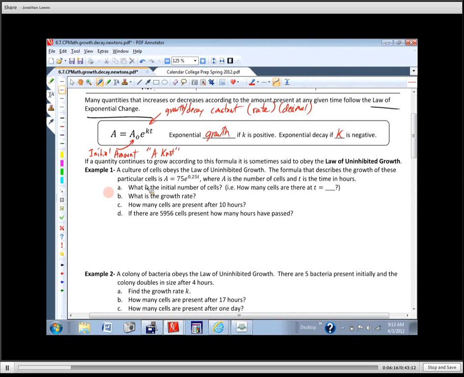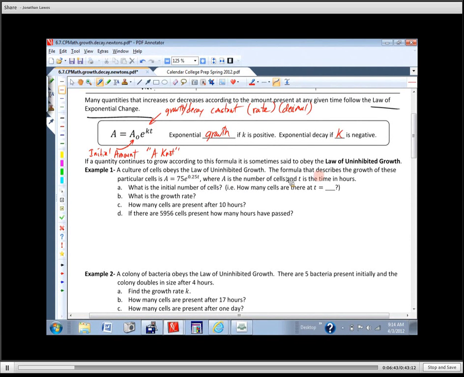So it says a culture of cells obeys the law of uninhibited growth. So what that means is if you've got a petri dish, say an unlimited petri dish, and you put some bacteria in there, some cells in there, and you want them to grow, okay? If we let them just grow and give them plenty of food and water and all that sort of stuff, they'll just grow exponentially, okay? There's nothing to inhibit their growth, okay? So that's why we call it the law of uninhibited growth, okay?